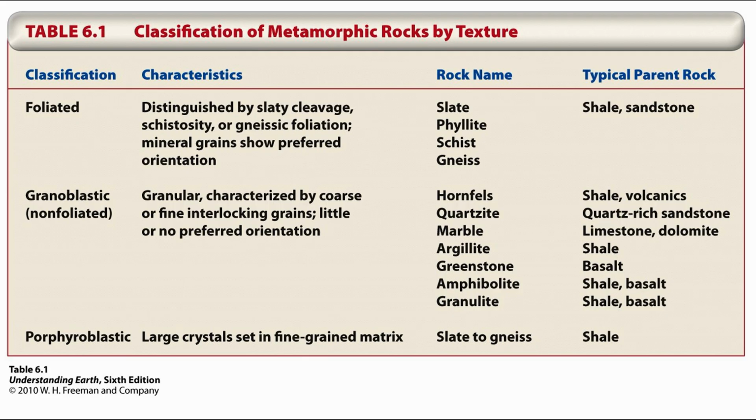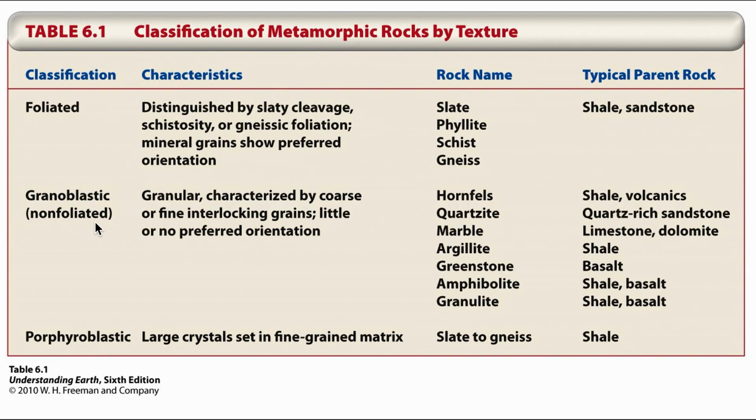So to break these down in chart form, we have foliated rocks that are distinguished by slaty cleavage, schistosity, or gneissic foliation. Mineral grains show preferred orientation. The rock names are slate, phyllite, schist, and gneiss in that order of increasing metamorphism. Typical parent rocks are shales and sandstones.